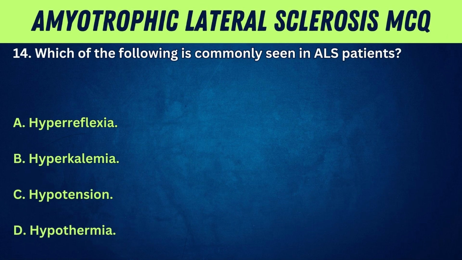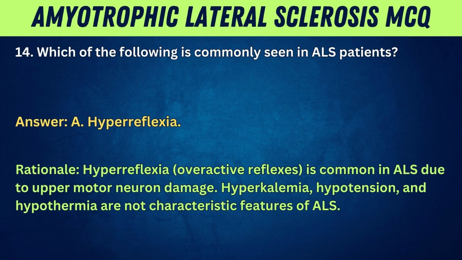14. Which of the following is commonly seen in ALS patients? A. Hyperreflexia. B. Hyperkalemia. C. Hypotension. D. Hypothermia. Answer: A. Hyperreflexia. Rationale: hyperreflexia, overactive reflexes, is common in ALS due to upper motor neuron damage. Hyperkalemia, hypotension, and hypothermia are not characteristic features of ALS.